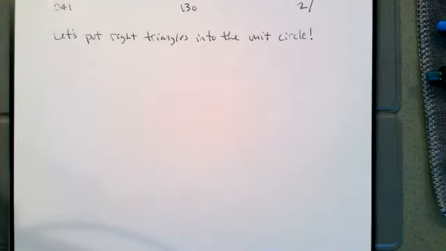We're going to put right triangles into the unit circle. Here's the important thing to remember about when drawing a right triangle into a unit circle. The radius of the circle is a hypotenuse.